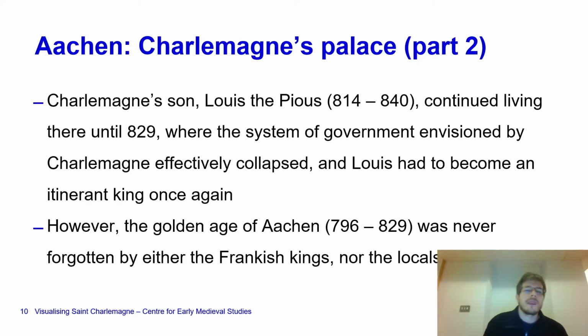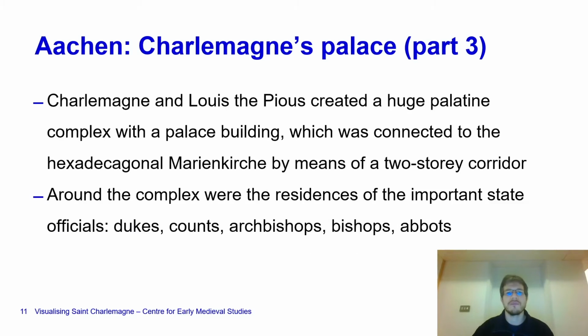Now, Charlemagne's palace is always referred to as Charlemagne's because his son, Louis the Pious, 814 to 840 as ruler, or independent ruler, continued living there until 829, when the system of government envisioned by Charlemagne effectively collapsed, and Louis had to become an itinerant king once again. However, the golden age of Aachen, which lasted about 30 years, was never forgotten either by the Frankish kings nor the locals. So a lot of local tradition depends on it, and also royal and imperial tradition.